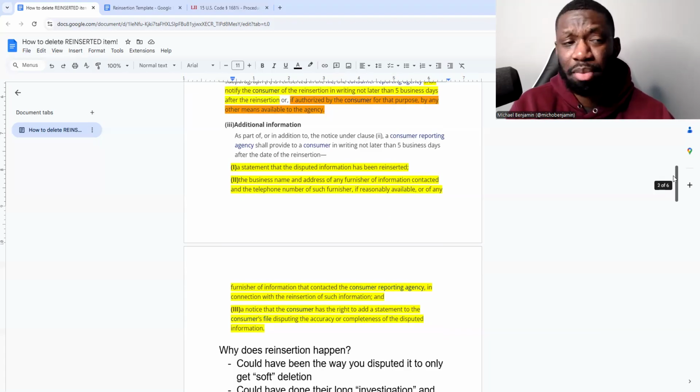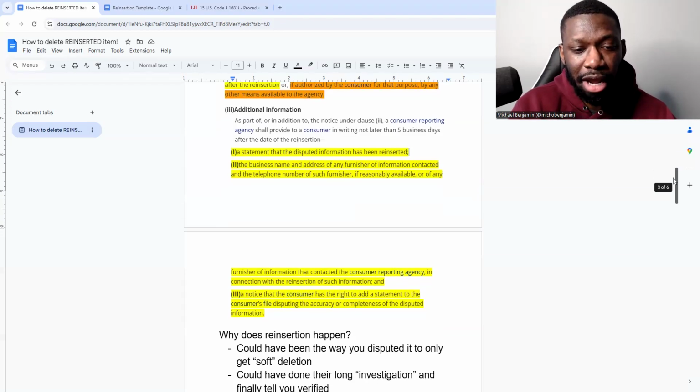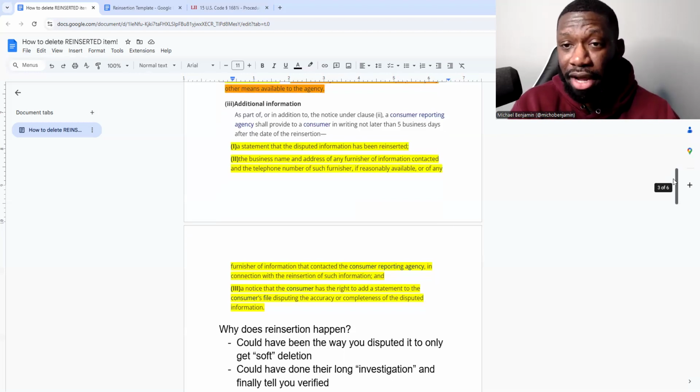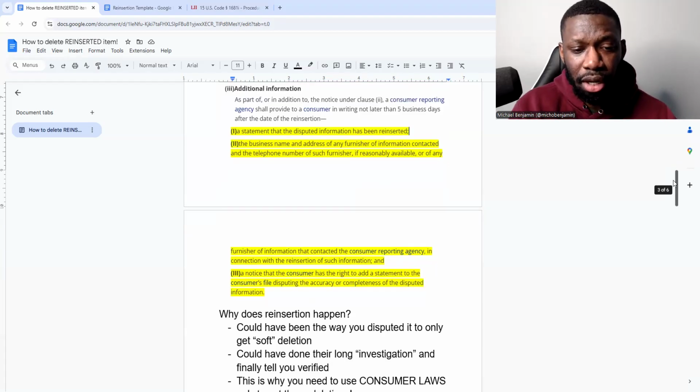We've dealt with reinsertion, but to be transparent, we don't deal with it as much with our clients, because we're using consumer laws and the justified way of disputing. They could have done their long investigation and finally told you it was verified. Obviously you also want to go to the method of verification, 15 USC 1681i(a)(7).